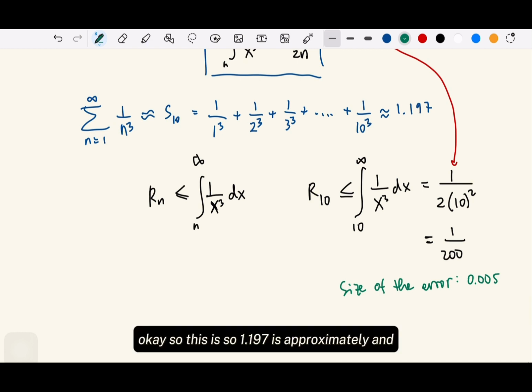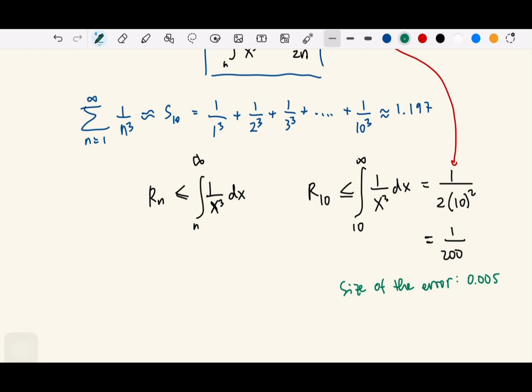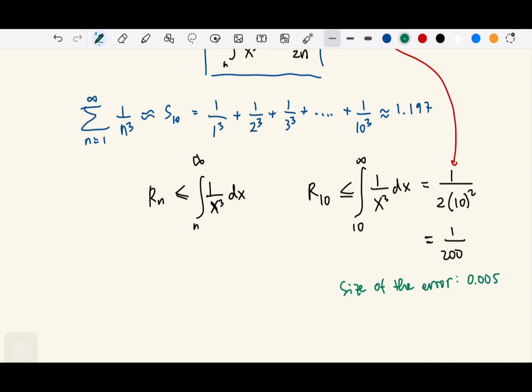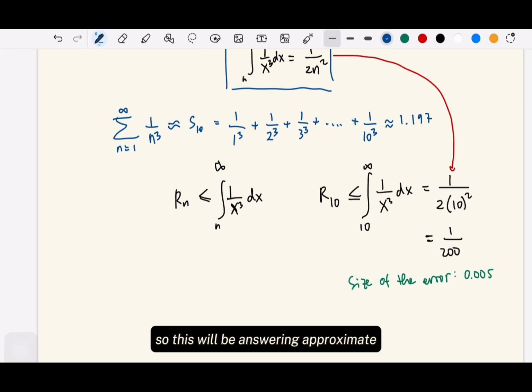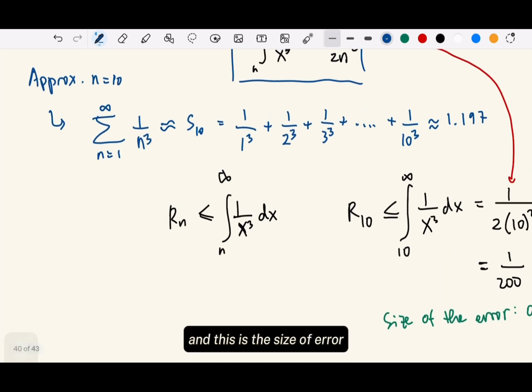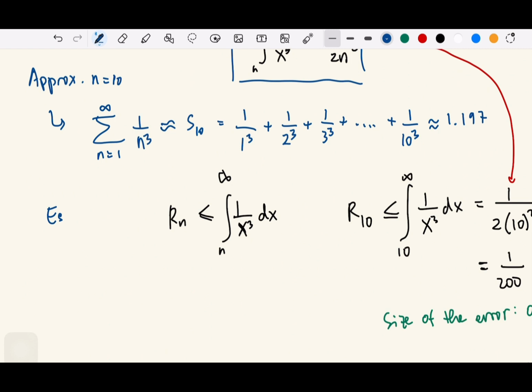So 1.197 is the approximation with n equal 10, and the remainder is the error, the error that we have when n equals 10. So this answers the approximation with n equal 10, and this is the size of the error, or error estimation.